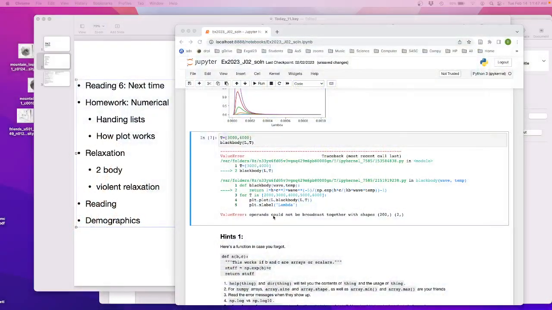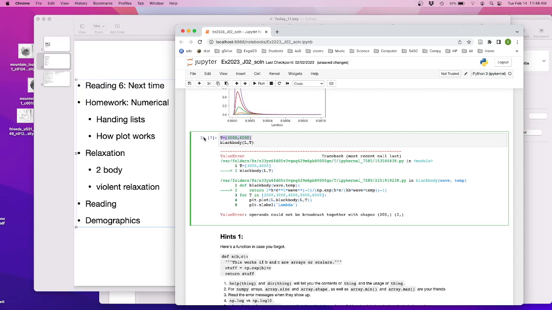The very first thing you should read is whatever's at the bottom: could not broadcast together shapes this and this. Then you go back up and see, where did it fail? It failed on this line here. Here I'm handing it wave, which has a shape of 200, because that's how I made it, that's L, and temp, which is T, which has a shape of 2, and it can't multiply those two things together because it doesn't know what to do. If I had handed it something with the same size, then it would know what to do, but it wouldn't do what you want it to do, and that's not actually the right answer. So here it just gets stuck.